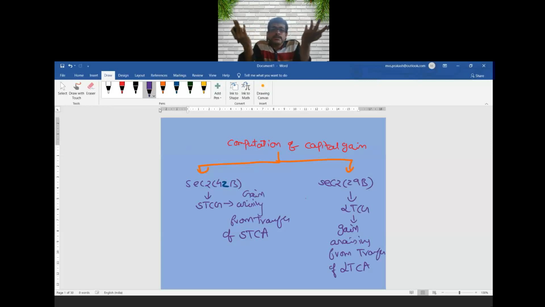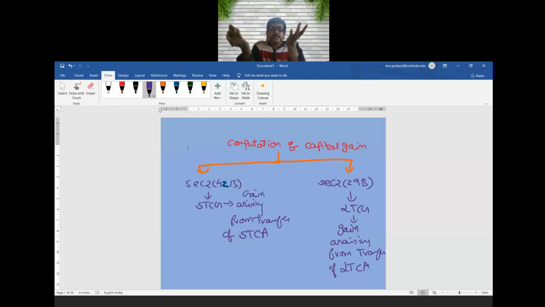Yesterday we already discussed what is short term capital asset and what is long term capital asset. What is a short term capital asset? Any asset held for a period of less than 12 months, less than 24 months, or less than 36 months. 12 months in the case of a financial asset. 24 months in the case of unlisted shares, land and building. Any other asset held for less than 36 months is short term.